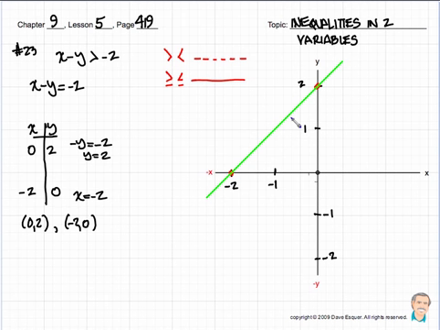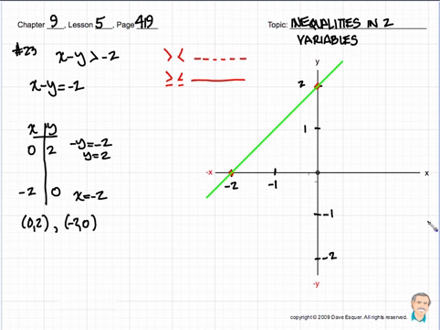I'm not sure I can do that in this program. So we're going to have to pretend that this green line is dashed. That's interesting. I think I've just found something I need that I can't do. So this is going to be a dashed line, and we're going to plot those 2 points, (0, 2) and (negative 2, 0).